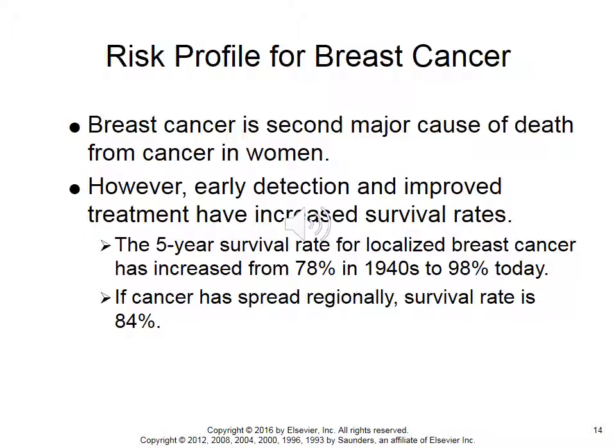Breast cancer is the second major cause of death from all cancers in women. Early detection and improved treatment have increased survival rates. So that's really good news for us. The 5-year survival rate has actually gone up from 78% in the 1940s to 98% today. So pretty amazing things are happening in the field of oncology when it comes to breast cancer research and treatment. If the cancer metastasizes, the survival rate is 84%. So still a pretty decent survival rate, but obviously lower than if we can control it when it's localized to the breast.